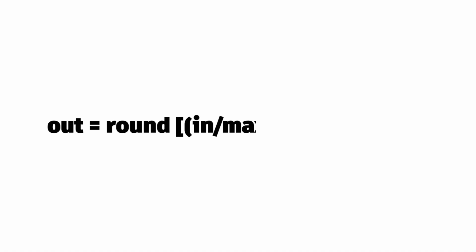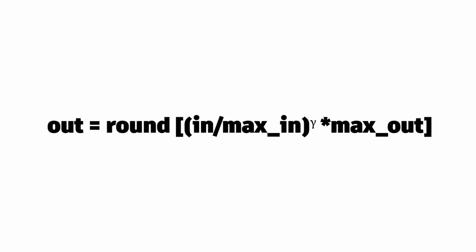The formula for gamma correction is out equals round of (in over max_in) raised to the power of gamma, times max_out, where in here represents the brightness level we generate from the program, and it's usually within the range of 0 to 255. Max_in represents the maximum possible input value. Gamma represents the gamma correction factor, which is approximately 2.2 in our case. It can be any number greater than 1, but since we're dealing with the human perception of brightness, 2.2 is an appropriate factor to use.